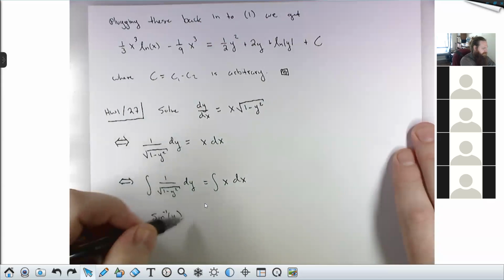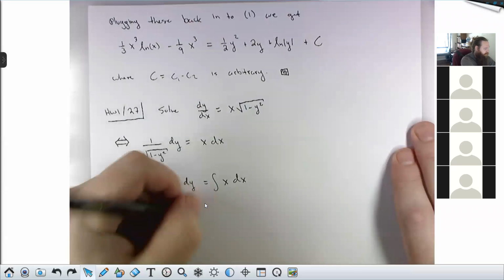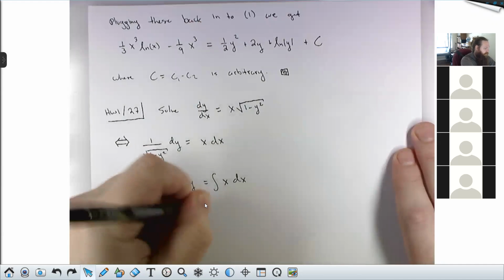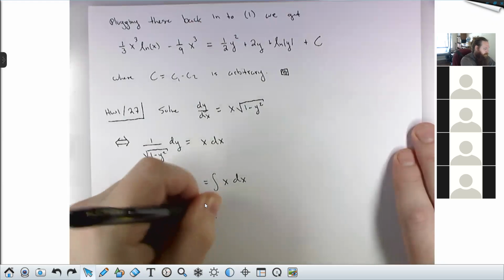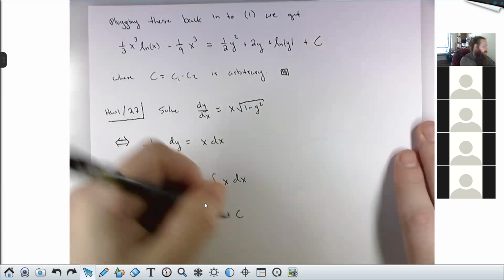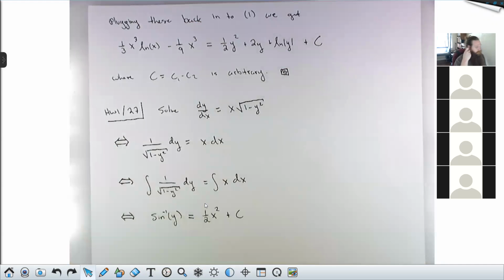Technically inverse sine of y plus c, but again, I'm going to group the constants together. And the right-hand side, this is just 1/2 x squared plus c. And this is an implicit expression, which I would normally be fine with. But if you can get an explicit expression, you should.